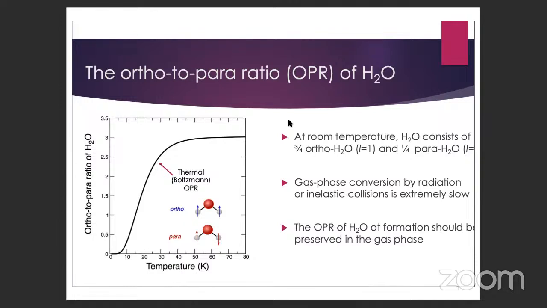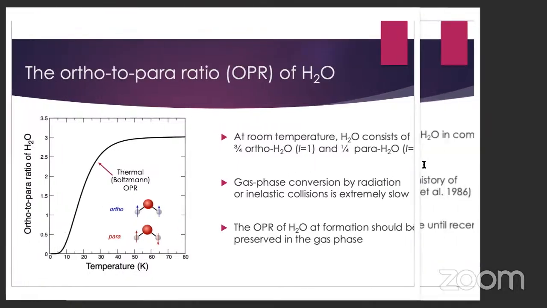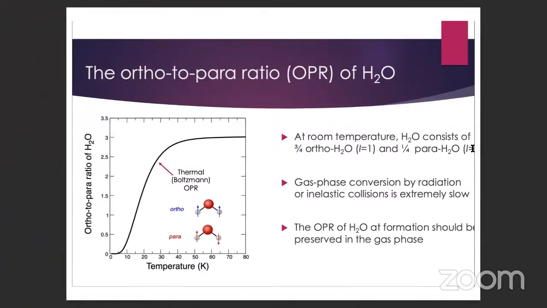As you probably know, this molecule consists of two forms: ortho water, which is 75% at room temperature, and para water, which is 25%. And these two numbers just reflect the degeneracy of the nuclear spin, which is 1 for ortho, and 0 for para.